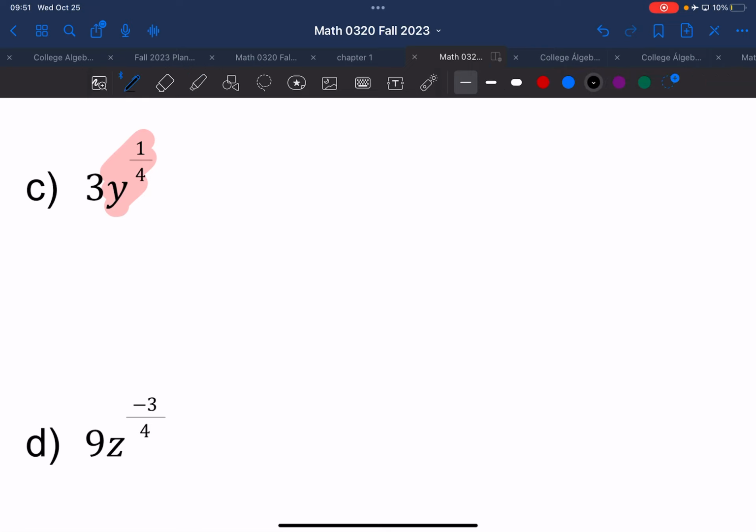Okay. So that means in our answer, we're going to have a 3 in the front because the 3 is not being affected by anything. How would I write y to the 1/4? Good, the 4th root of y. So that 3 remains on the outside, and I have the 4th root of y. This is my answer, because I can't simplify anything further because we don't know what y is.